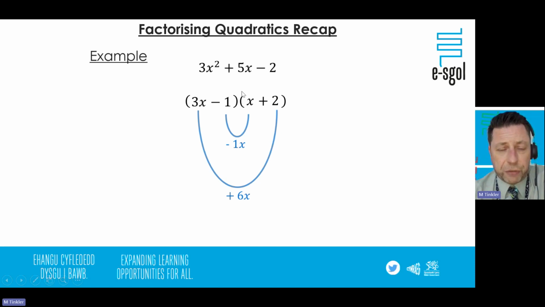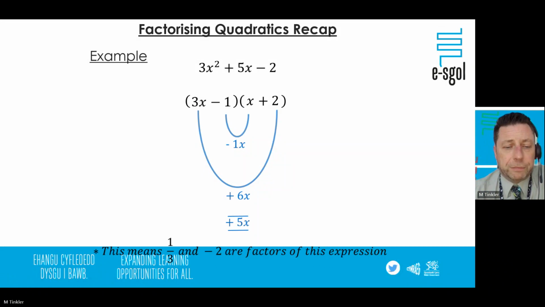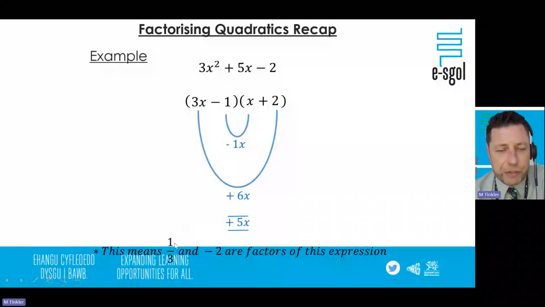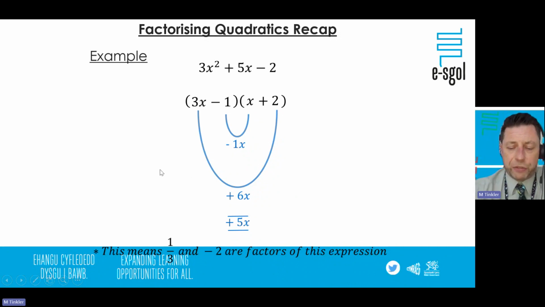-1 plus 6 gives us +5. How did I get that? Well, I did it by a little bit of trial and error, getting these numbers in the right places first of all. And this means 1/3. Why? Because 3x minus 1 equals 0. 3x equals 1. X equals 1/3. X plus 2 equals 0. X equals -2. These are the factors. Now, when we go on to the factor theorem, you'll see why that's important.